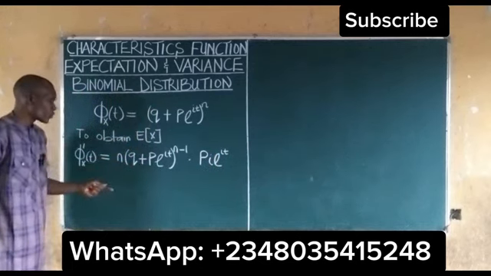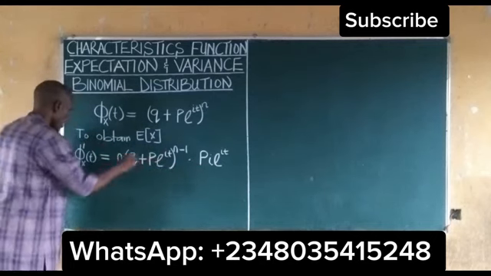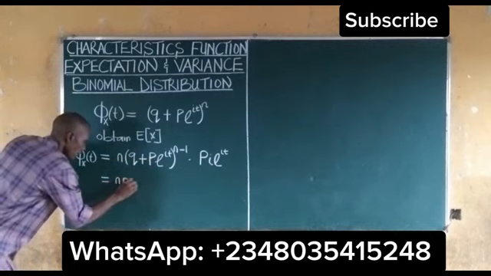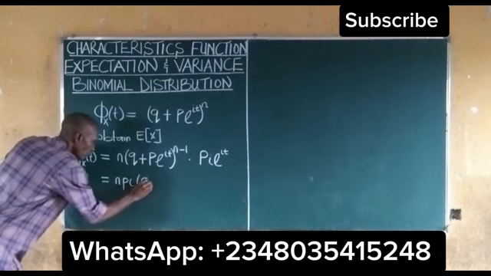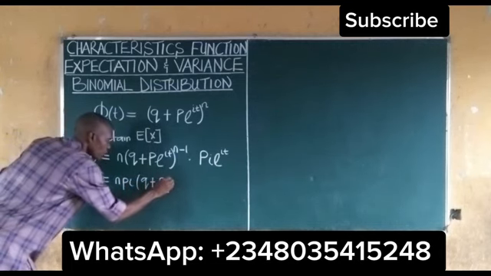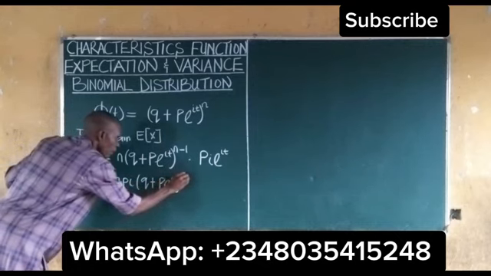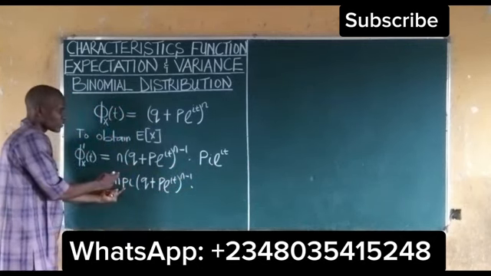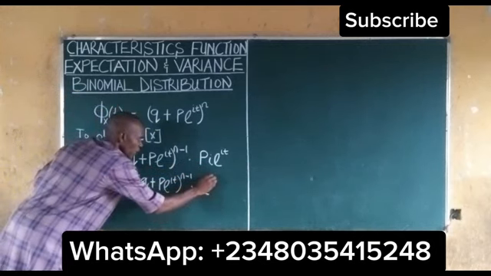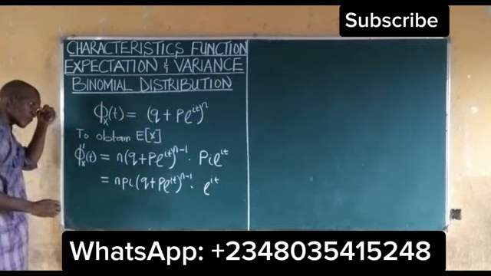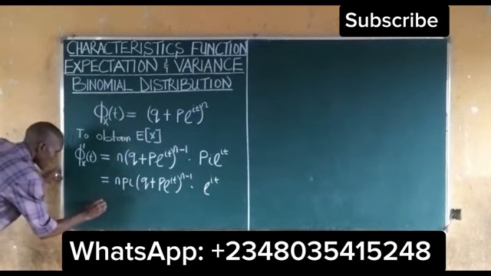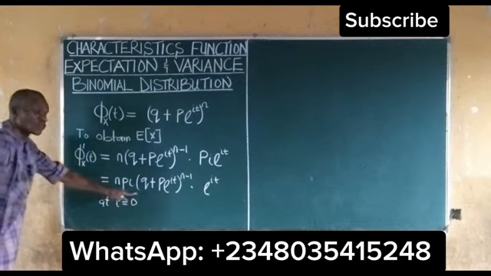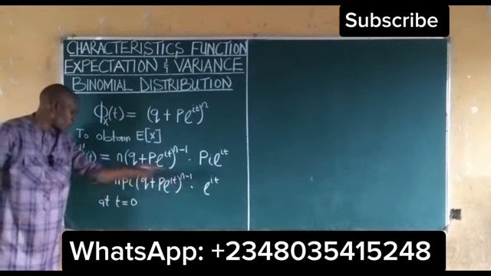The next thing to do is to rearrange this very well. Rearranging it, this is equal to n p i into (q + p e^(it)) raised to the power of n minus 1, multiplied by e^(it). So we write it at t equal to 0. At t equal to 0, that means anywhere we see t, we put 0.